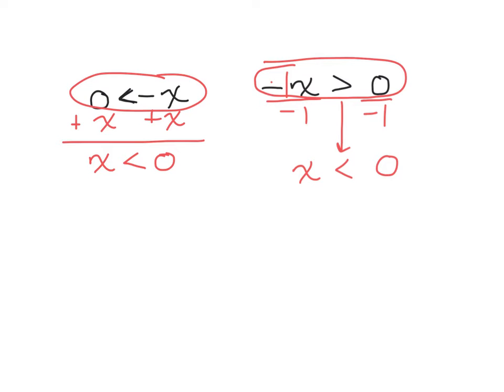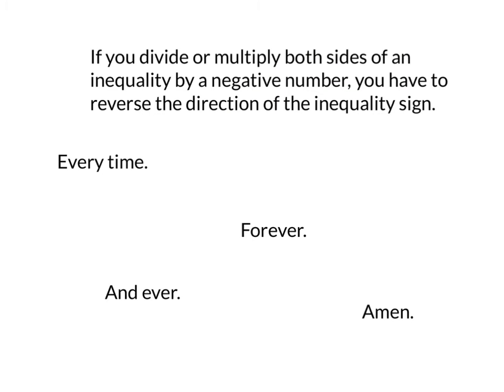I can do it a couple ways, by adding that term to the other side or keeping this one rule in mind. And that rule is: if you divide or multiply both sides of an inequality by a negative number, you have to reverse the direction of the inequality sign. Every single time, forever and ever, amen. This is always going to be true for the rest of math.